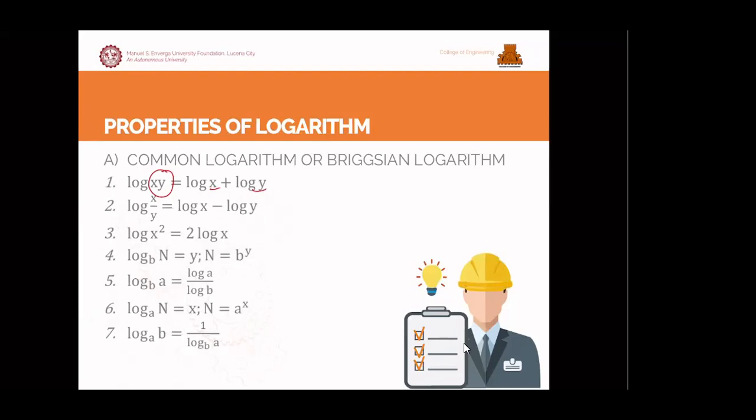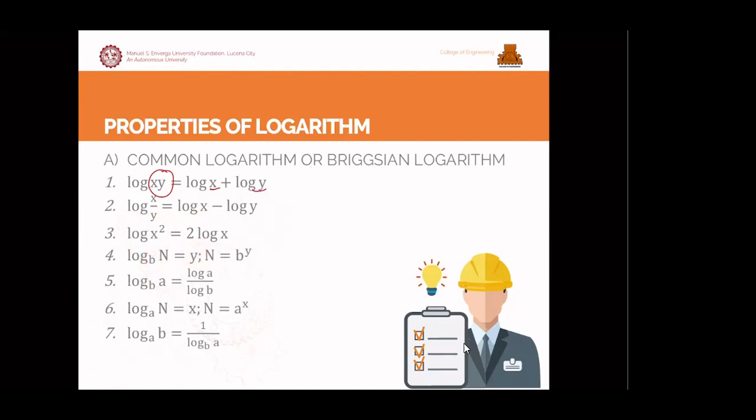In number 3, the variable inside the logarithm is raised to an exponent of 2. So we can make the 2 a coefficient and put it in front. This means that when we see a logarithm with a coefficient in front, we can make it an exponent of the variable inside the logarithm. The basic form of a logarithm is log n base b equals y. If you want to get the value of n, equate it to the base raised to y. So n equals b raised to y.